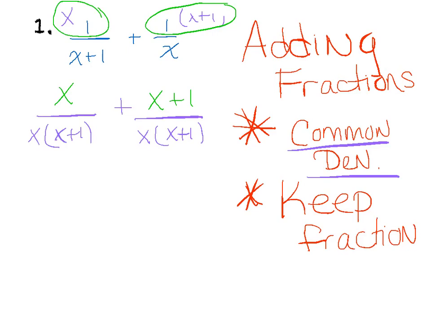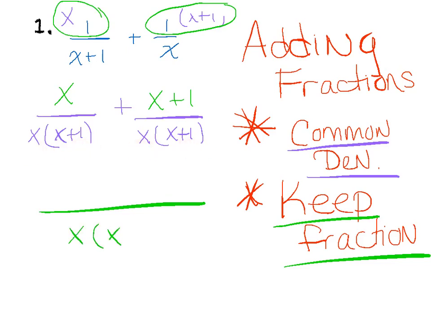And lastly, remember I'm keeping the fraction, so I'm going to make one big fraction that shares this denominator of x and x plus 1. And I'm simply going to add the numerators together. So x plus x makes 2x plus 1. Now, am I done here? Well, remember, before you can cancel anything, you have to factor first. If I look at the top, I can't factor anything, so I am completely simplified.